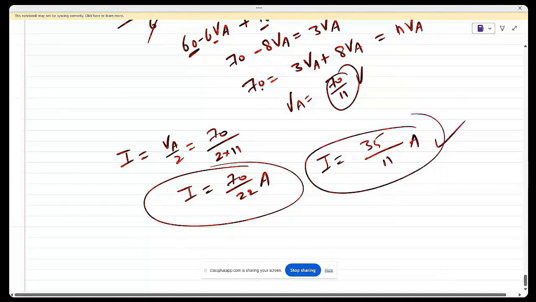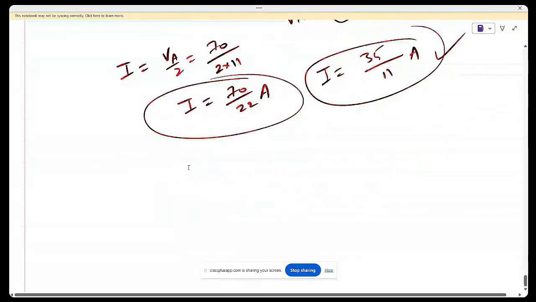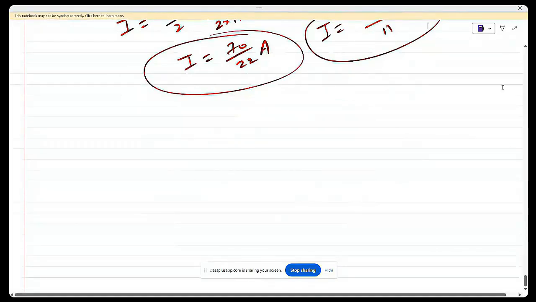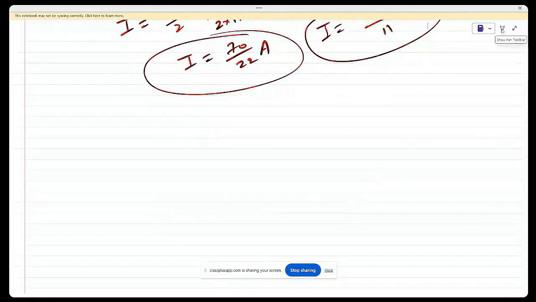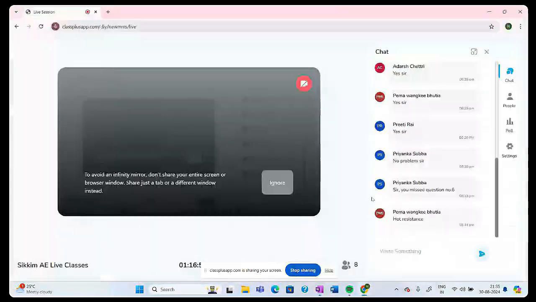Now solve the same question with the help of mesh analysis and check whether this 35 upon 11 is coming from mesh or not. So I think just drop a message in the chat box whether we should continue or we should leave it for tomorrow. Then only I will proceed because it is 9:30. If you don't have a problem, I can continue from here. Just drop a message here.